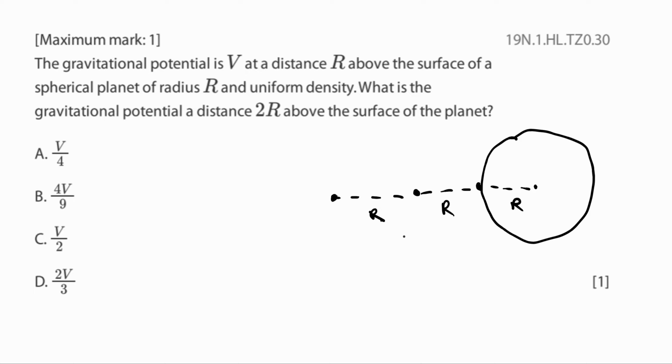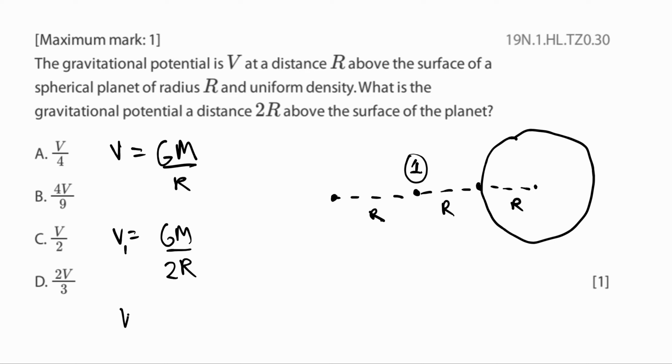So what's the formula for gravitational potential? This is in your data booklet, but I highly recommend that you memorize this. V is equal to GM over r. This is gravitational potential. At this first position right here, let's label this 1, the gravitational potential V is equal to GM over 2r. Let's call that V1. And at the second position, V2, the gravitational potential will be GM over 3r. Notice we always take the distance from the center of the planet, not the surface, the center. So we add up the r's together and we get 2r and 3r respectively.